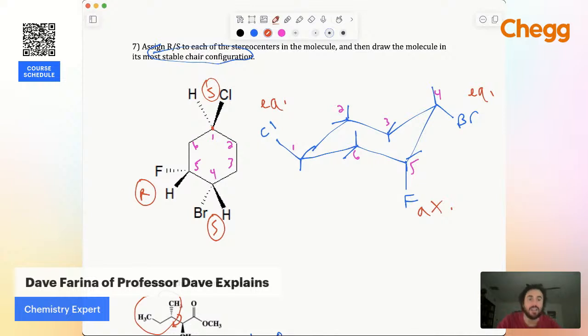Sammy Douglas asks, is it possible to have diastereomers with only one chiral center? No, it is not, right? If you have one chiral center and you invert that stereocenter, you get the enantiomer. There's only one chiral center, so there's only two. So remember, 2 to the n, 2 to the 1 is 2. There are 2 stereoisomers, and they're an enantiomeric pair. That's it. That's all you get.